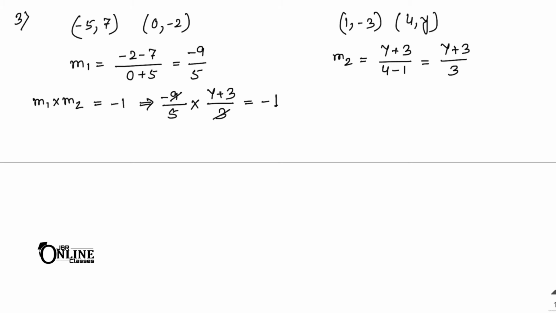The 3 cancels out with this 3, then the minus signs cancel out. So you can write 3y plus 9 equal to 5. So 3y equals -4, and that implies y equals -4 by 3. That is your answer.